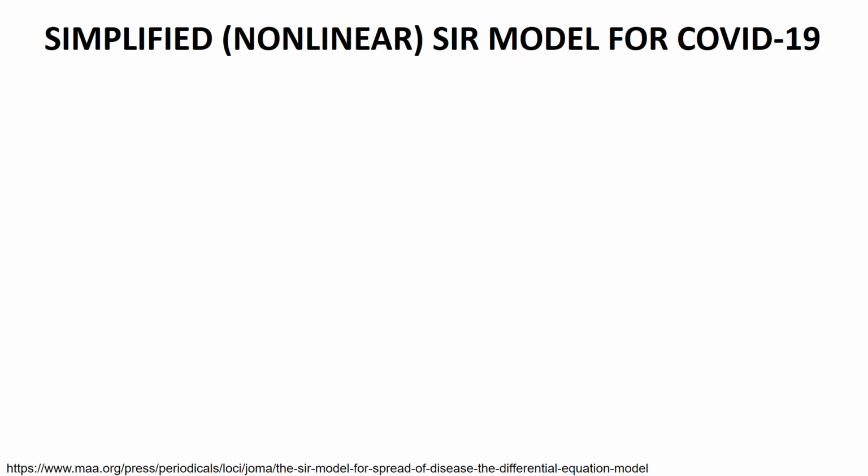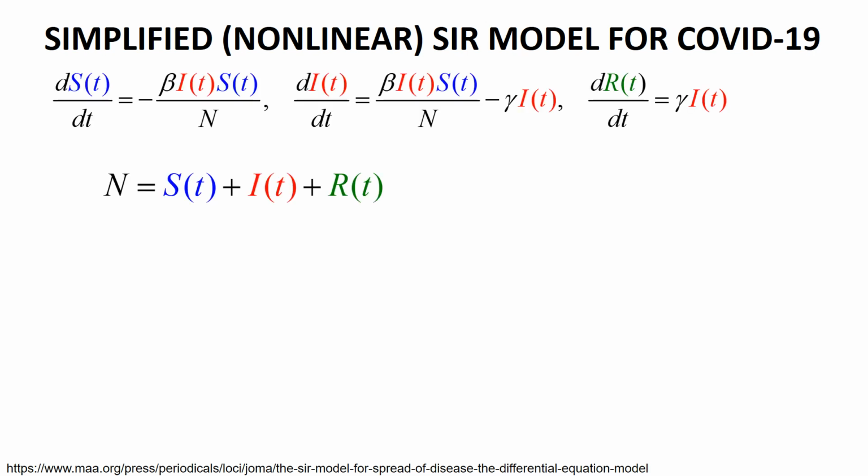So how do we model the spread of any disease, not just COVID-19? What's often used is this nonlinear model called the SIR model. The SIR model is three nonlinear differential equations, and there are three variables, S, I, and R. A fourth one, T, is the independent variable. So N is the number of people, say, in the country.